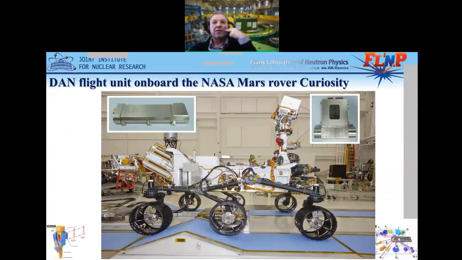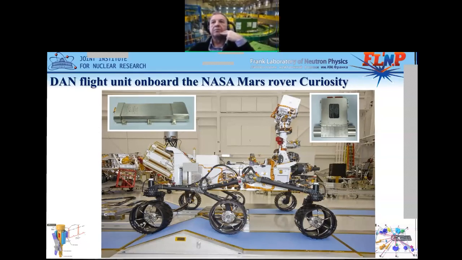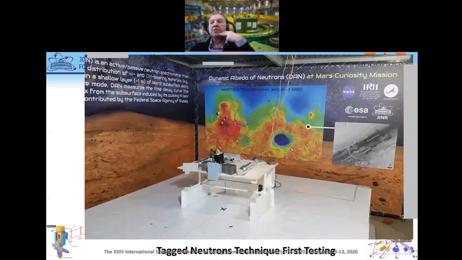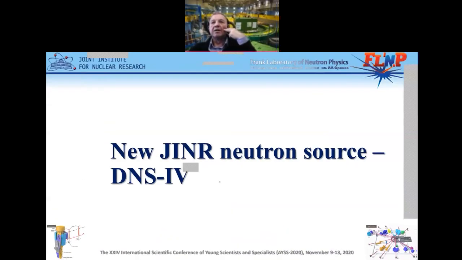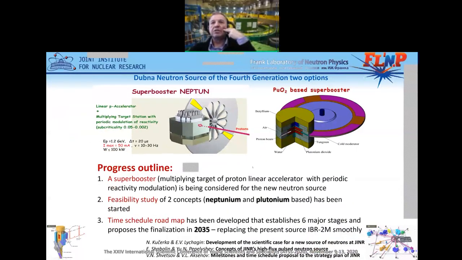Inside this instrument, we have the neutron generator, as I showed you before, and a block of neutron detectors, which were developed with our help, and these are working successfully. In our institute, we have prepared a special stand for research of this instrumentation for spacecraft. At this stand, we have a model of the planetary surface, and on this model, we are testing different kinds of neutron and gamma detectors dedicated for future missions.